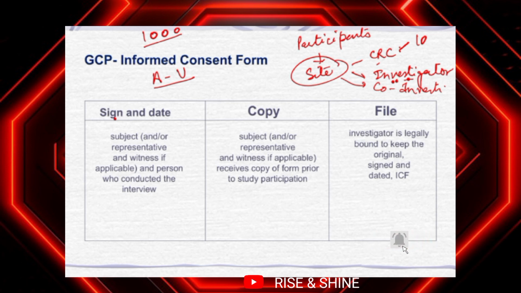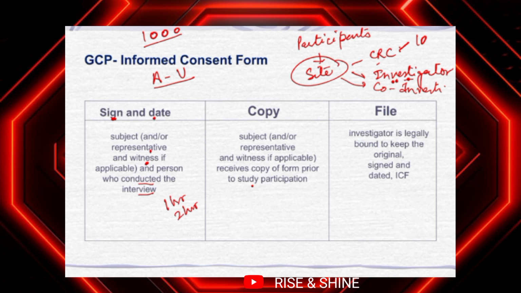So what you should be doing is that sign and date, participant and representative and witness if applicable, and the person who conducted the interview, because they will be talking about what will happen to you in the trial. It takes time, something like 1 hour or 2 hours it can take. This is because this is important. So the subject or their representative or their witness, so if they are illiterate, maybe there is an impartial witness or their representative guardian can also take part in this process.